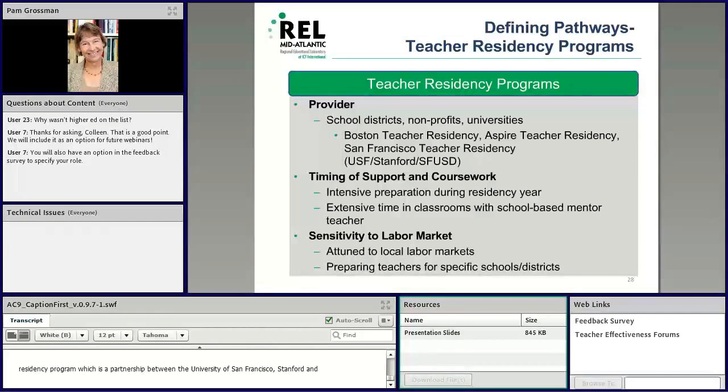Again, these programs are very sensitive to labor markets. They're run in many ways by the districts and are very attuned to the needs of the schools in those districts. And they're preparing the teachers for the specific schools in which they'll be working. So they may spend more time on being prepared within the specific framework by which teachers might be evaluated in that district, as one example, because they're only preparing teachers for that district.